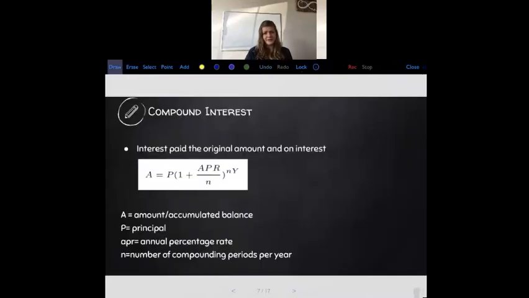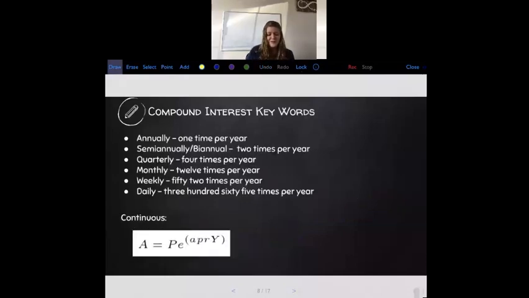Next, we'll talk about another type of interest, which is compound interest. Compound interest is paid on the original amount and on any interest that's accrued in the compounding periods. The formula for this is A equals P times (1 plus APR divided by N) to the power of N times Y. A is the amount, P is the principal, APR is the annual percentage rate, again as a decimal. N is the number of compounding periods per year, and for some reason Y didn't show up, it's the number of years total of the loan or the investment. Okay. So there are some key words when it comes to compound interest.